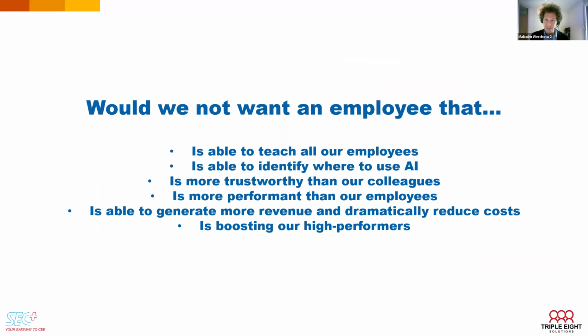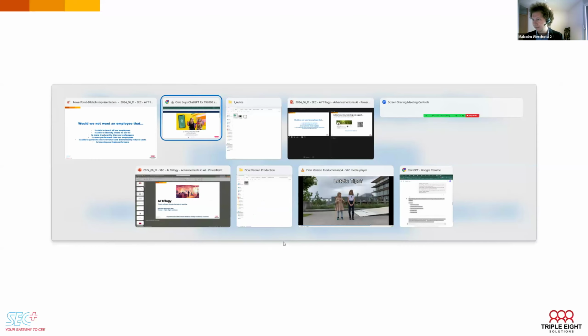Why? Because remember what I said at the beginning. Would we not want an employee that is able to teach all our employees? I showed you. That is able to identify where AI can be used. I showed you, it's one prompt. Is more trustworthy than our colleagues. I showed you that the papers say that we trust the input from Gen AI much more because it's more detailed, more advanced and everything. Let me show you this.